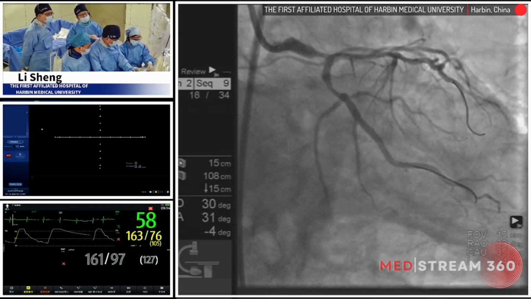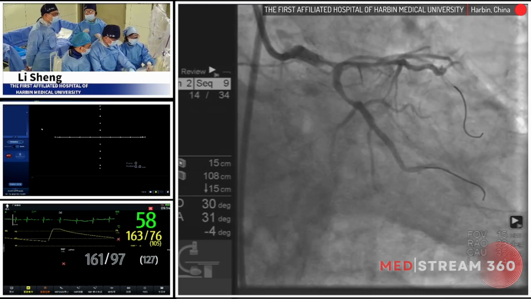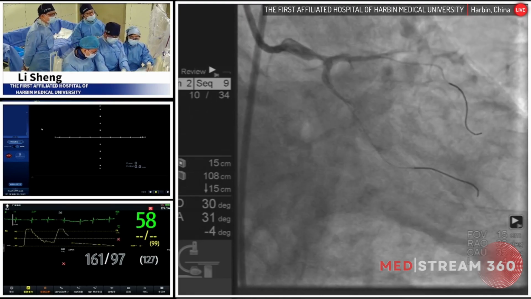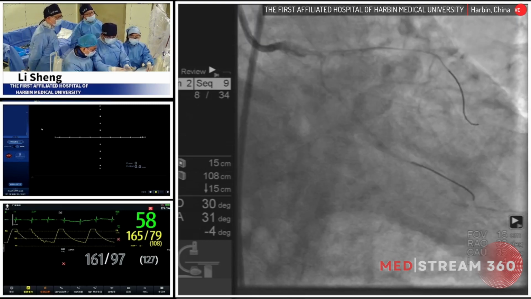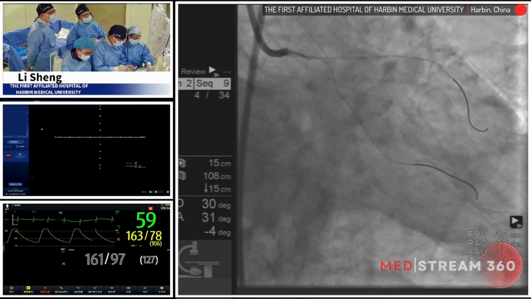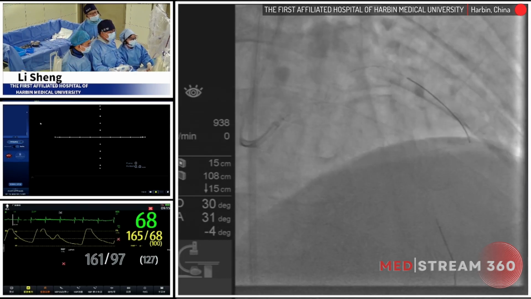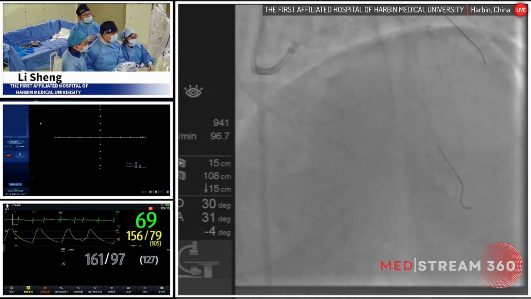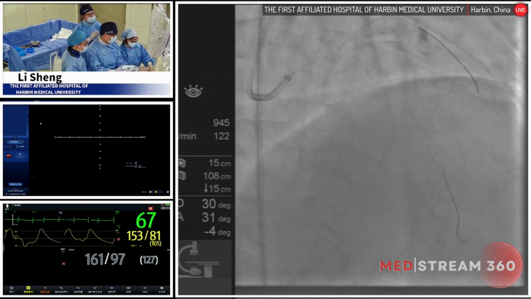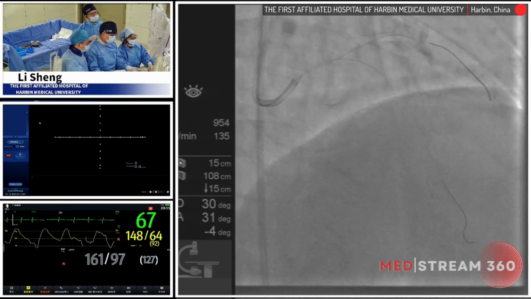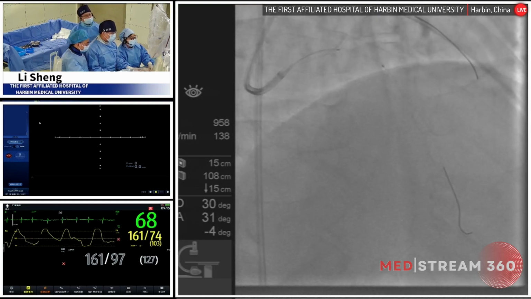So right now, I think the lumen is big enough to deliver the IVUS catheter. So since this is a left main bifurcation lesion, and Dr. Sheng, you want to choose the IVUS imaging test, right? Yes, I will use IVUS. Yeah, I think for IVUS and OCT, they have their pros and cons. But for left main, because left main is usually very big, so you prefer to use IVUS. I think that's a good choice.